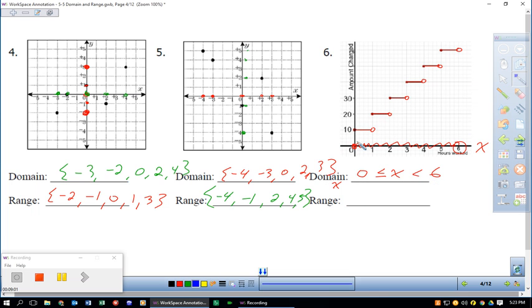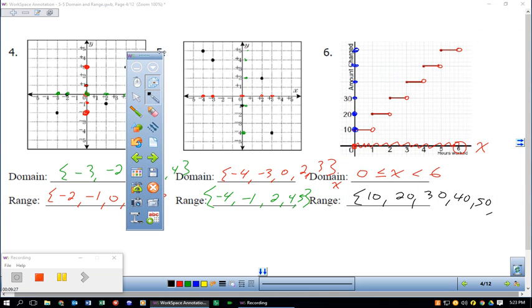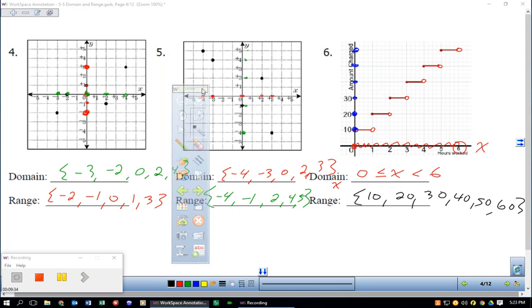Now the range, we're going in the y direction. So we have 10 is where first place it hits. Then it skips a bunch up to 20, skips to 30, skips to 40, skips to 50, and skips to 60. So our range is actually going to be a list. 10, 20, 30, 40, 50, 60. And we have a list there.